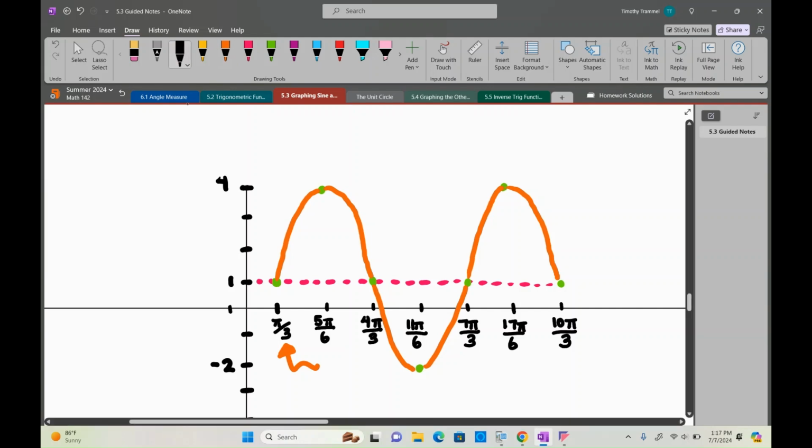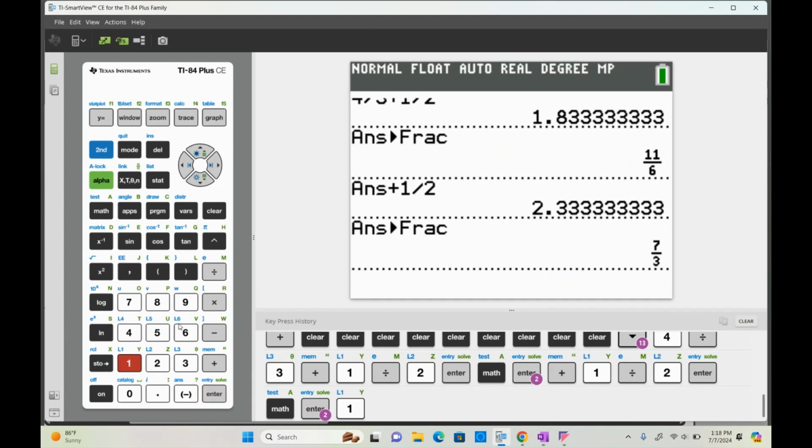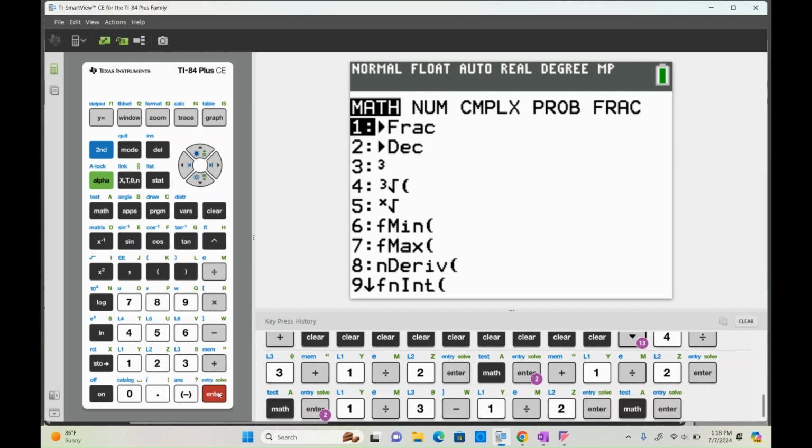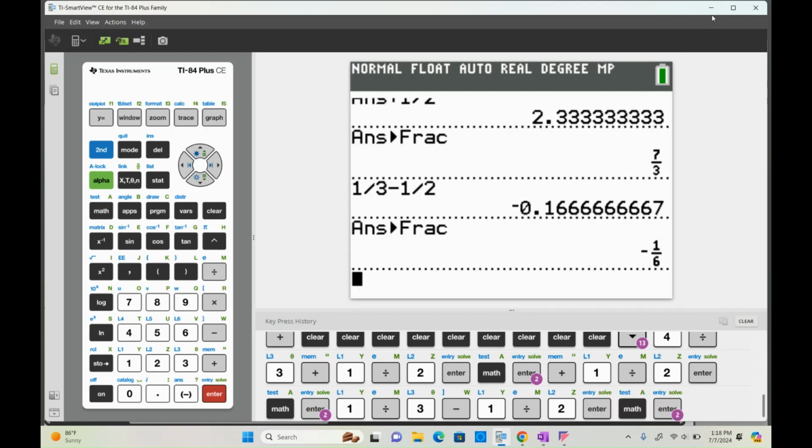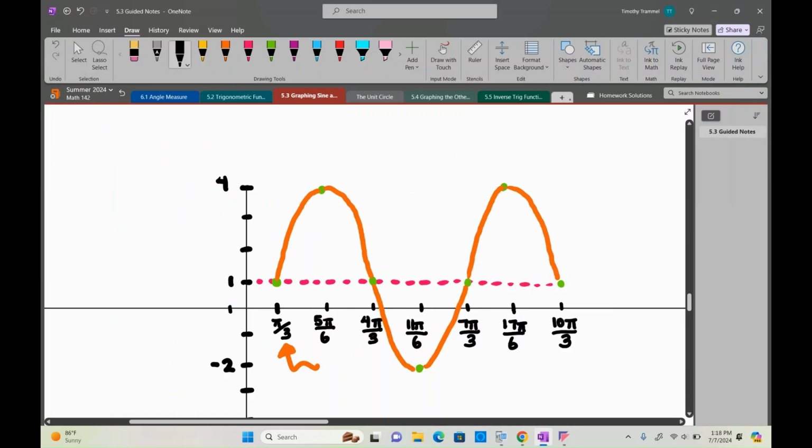So pi over 6 should be half the length of pi over 3. But we can also verify this. So we have our 1/3 minus 1/2. Okay, and then math frac. So we get, yeah, minus pi over 6. So we got it here.